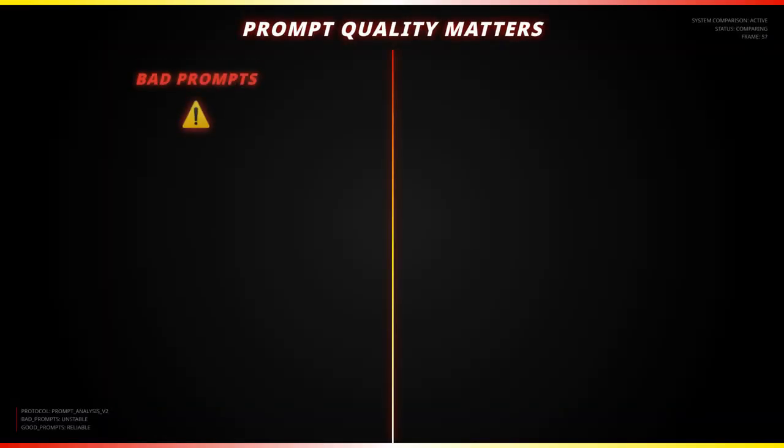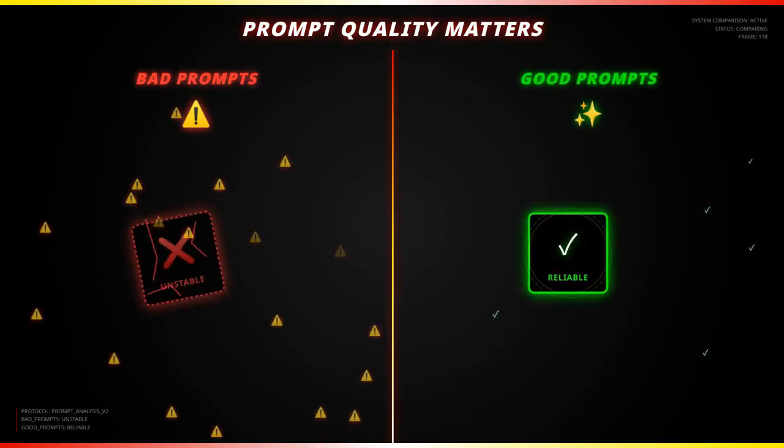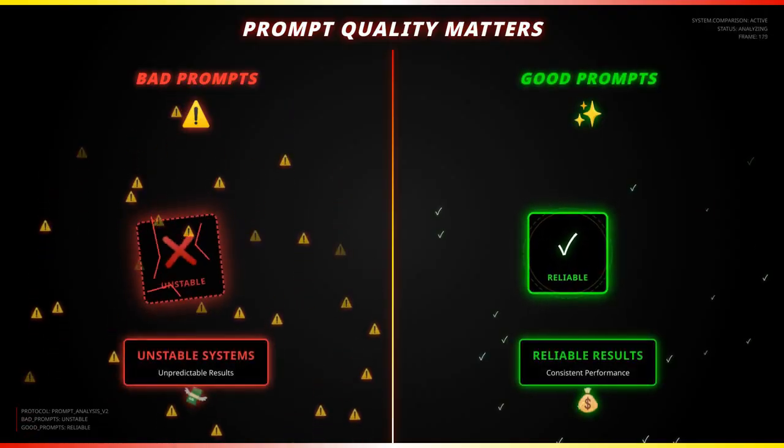Term number 7, prompt engineering. Prompt engineering means creating prompts that get you predictable, high-quality results from AI consistently. You're not just typing something. You're designing instructions. This matters especially when selling systems, because your prompts become part of the automation or agent workflow. Bad prompts equal unstable systems. Good prompts equal reliable results.